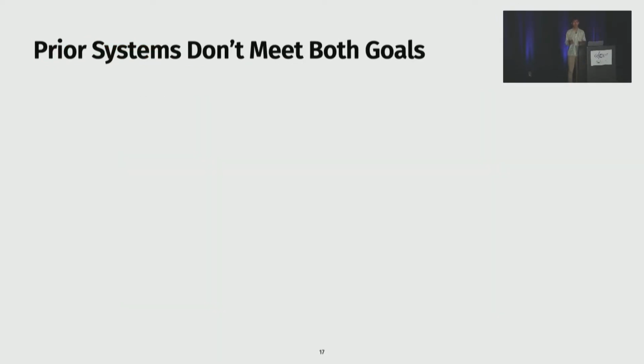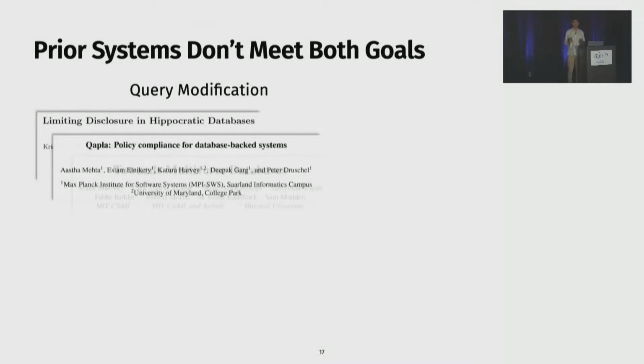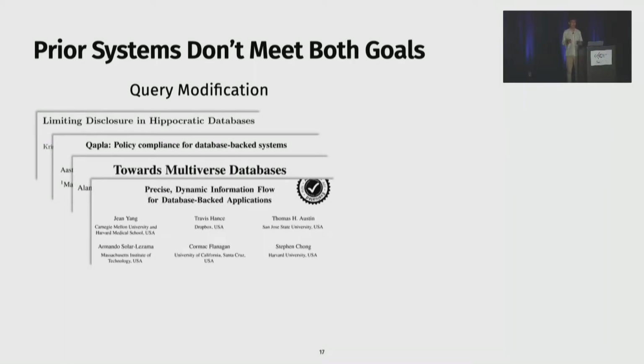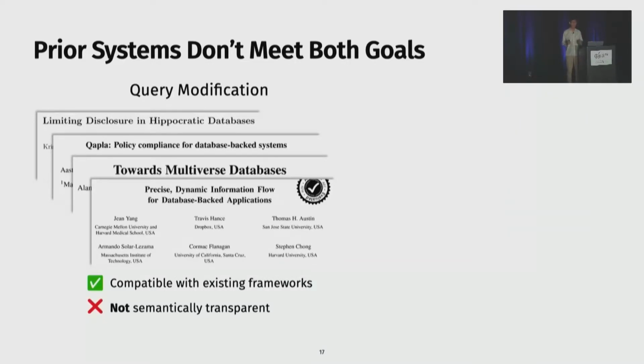There are 2 popular approaches to data access enforcement for web applications. On one side, we have query modification, which entails dynamically altering our query results to remove any sensitive data that might have been fetched. Many of these systems are compatible with existing web frameworks. However, this approach is not semantically transparent because it relies on altering query semantics at runtime, which could lead to queries returning unexpected results to the application.